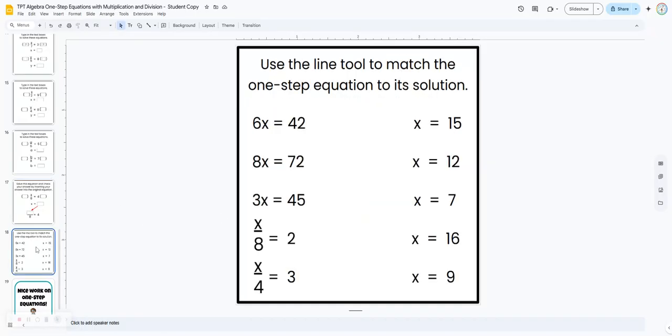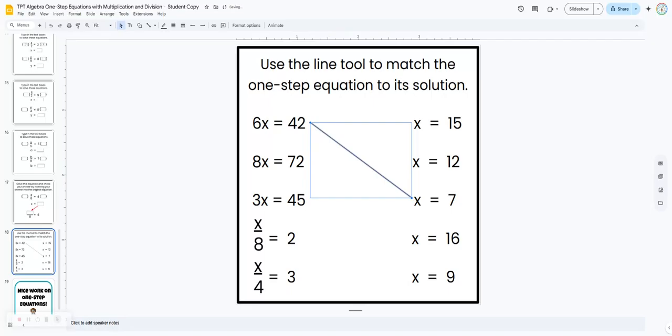And then on the final slide, they're going to use the line tool to connect an equation with its solution. So we're going to come up here to line, click on line, and it gives you a little plus sign. Wherever you want that line to start, just click. And you get this little line here with a blue box around it. Now the two blue circles on each end, you click and hold, and then you can move that line wherever you like.